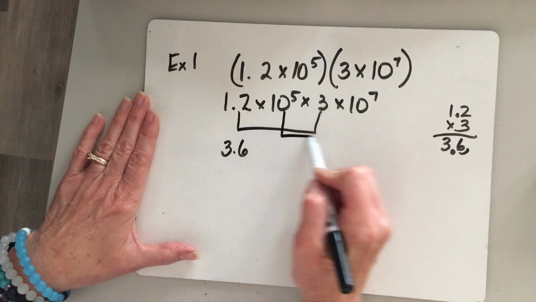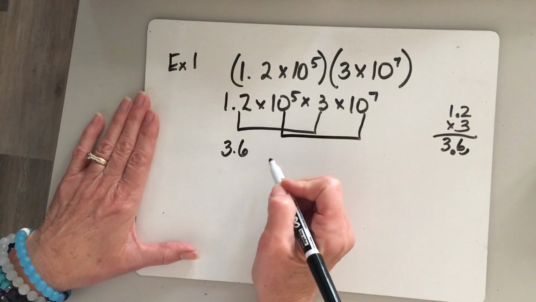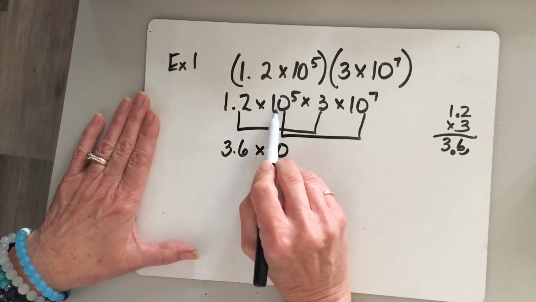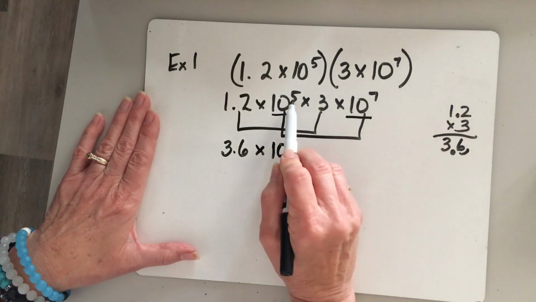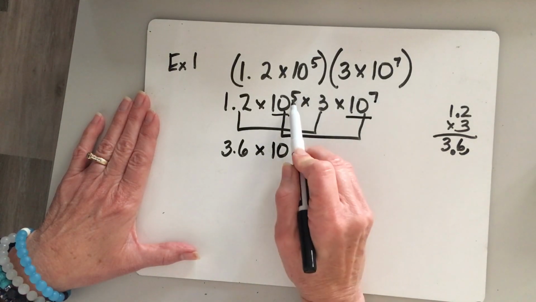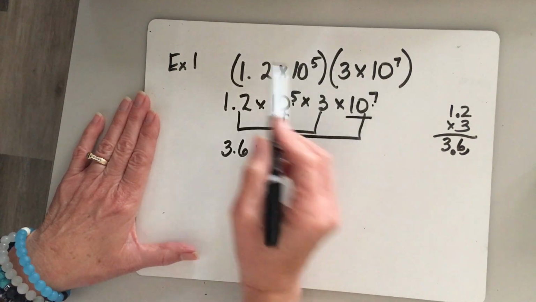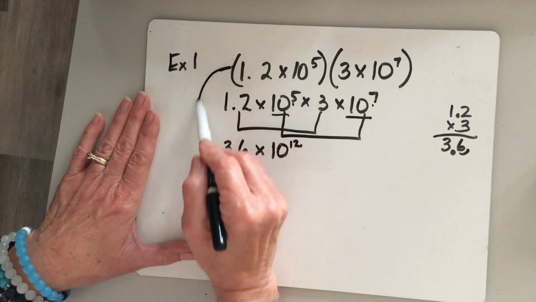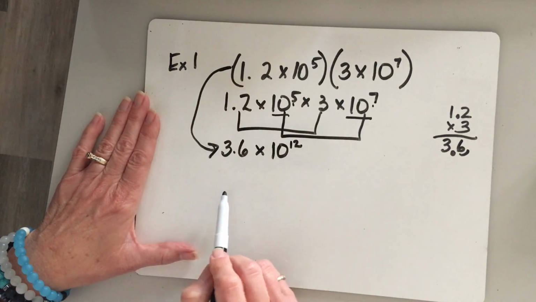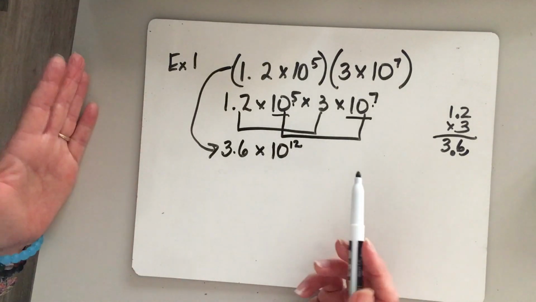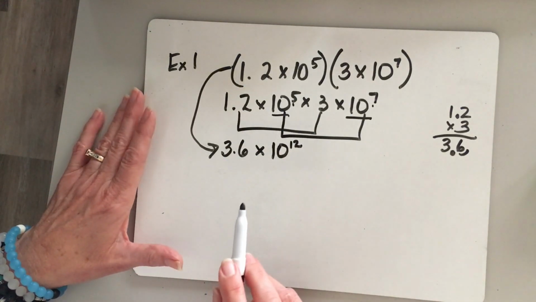Then we take these two things to multiply: 10 to the fifth times 10 to the seventh. Well, we just learned, remember what we do when we have the same base number of 10, we just add our exponents together. So 5 plus 7 is 12. So this whole thing right here simplifies to that right there. And that is how we multiply numbers or problems like this.